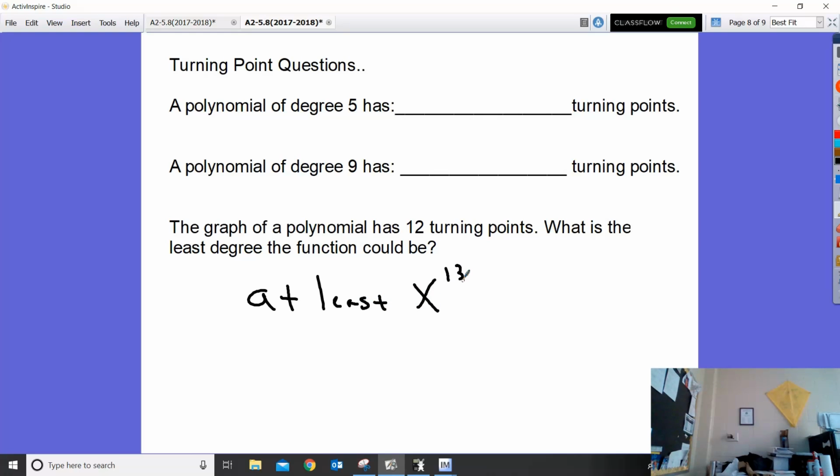Now the questions above are kind of backwards. It talks about a polynomial of degree 5. We don't use the wording at least here. What's the most turning points that we have? 4. At most 4. We can only have 1. That's doable. We only have 2. That's doable too. How about a polynomial of degree 9? 8.